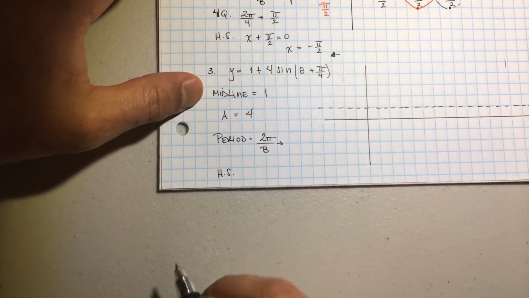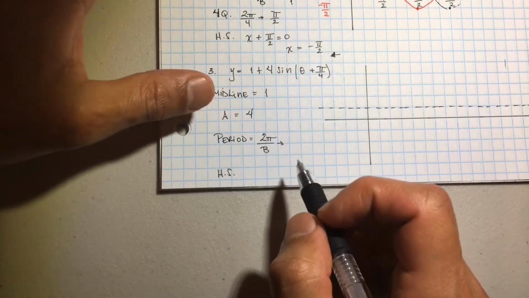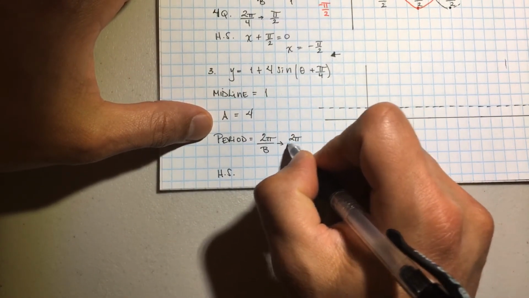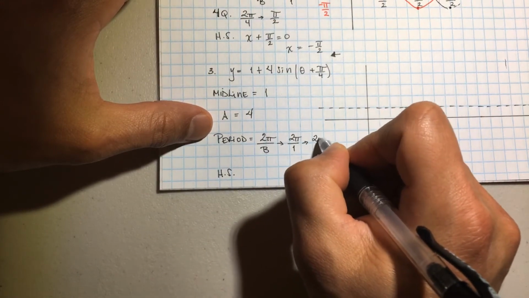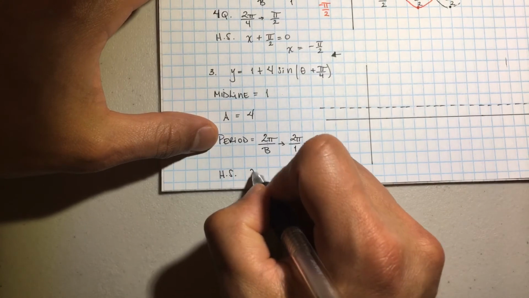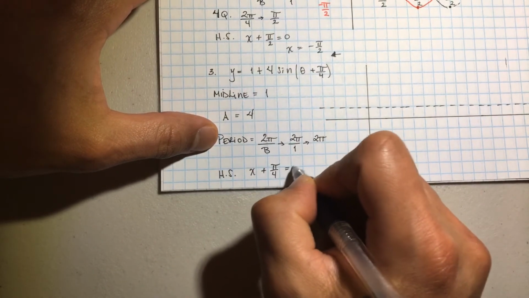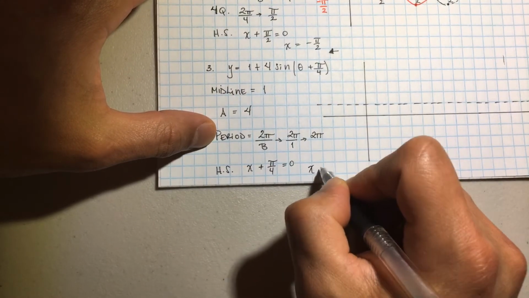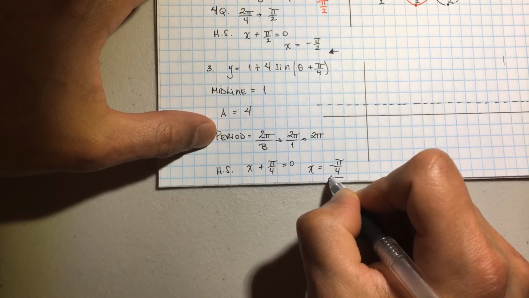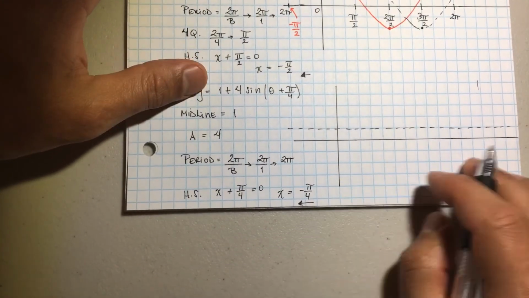My amplitude is 4. My period is 2 pi over whatever's in front of that theta or in front of that x. There's nothing in front, so it's automatically a 1. So 2 pi over 1, which gives me 2 pi. Next, I'm going to solve whatever's inside there: x plus pi over 4 equals 0. That means x is equal to -pi over 4. So we're going to move it pi over 4 units to the left. Cool. So let's go ahead and start labeling this.